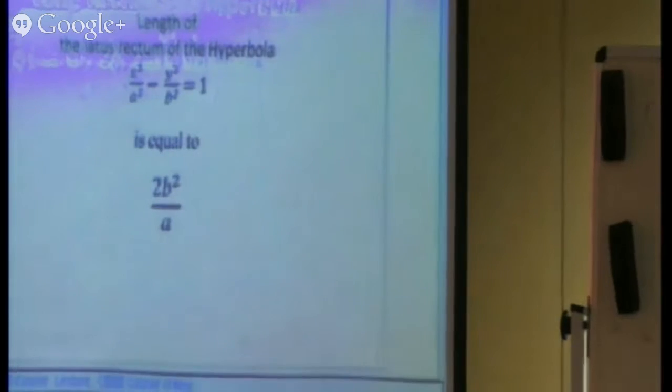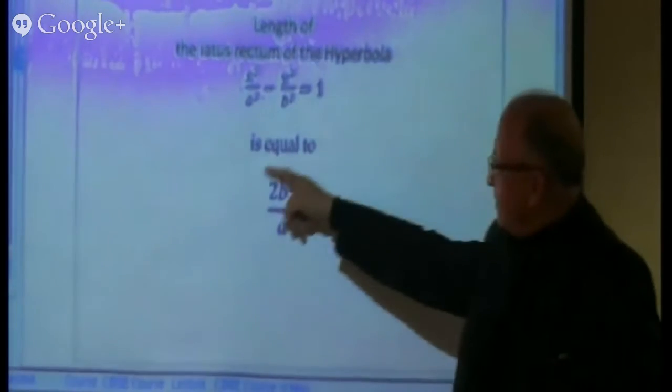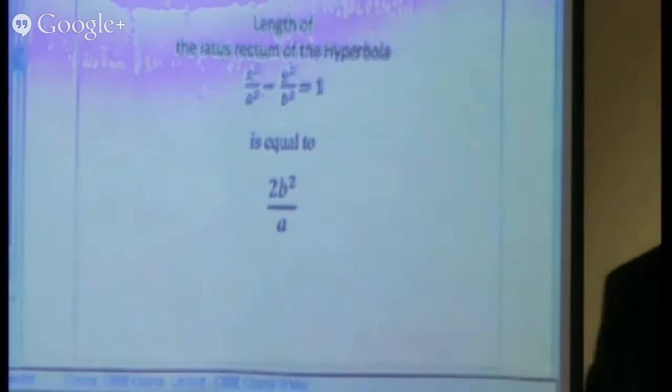Please let us see. So the length is important. For you, this length is important: 2b square upon a. For parabola also, you had the length of the lateral rectum. For parabola also, you know what is the length. Similarly, you should know for ellipse also. And for hyperbola, it is 2b square upon a.